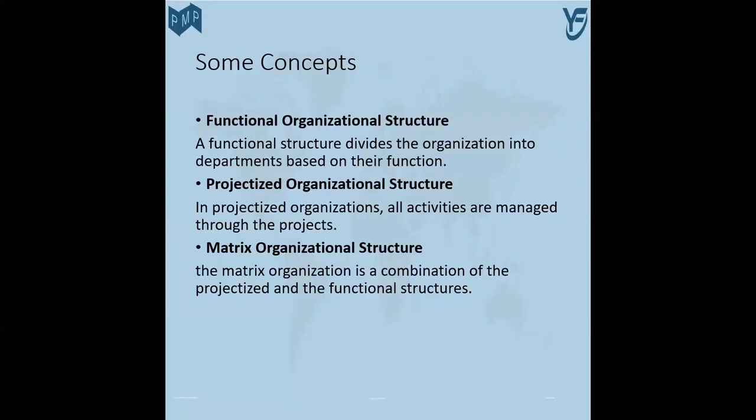So matrix organizational structures are decomposed into three forms. The first one is strong, then there is medium or balanced, and then there is a weak matrix organizational structure.